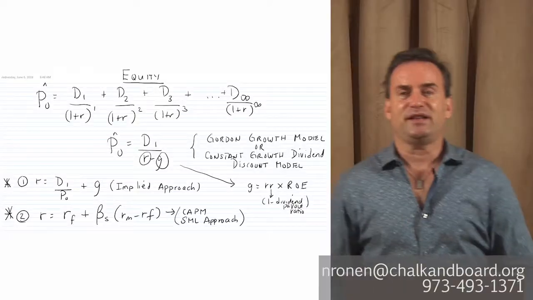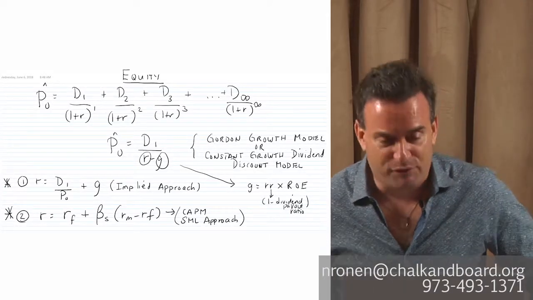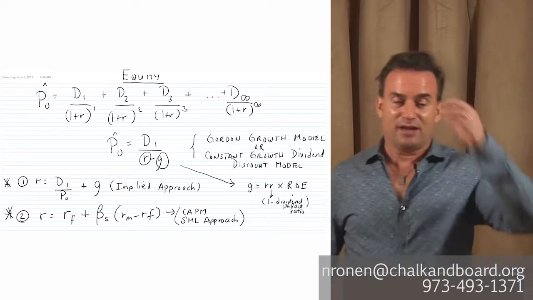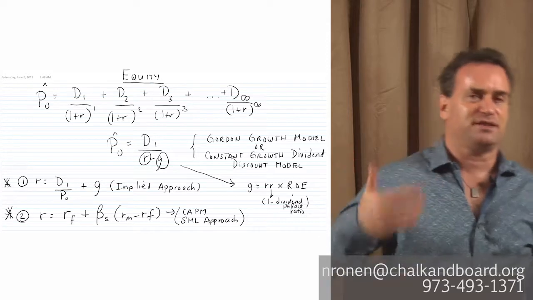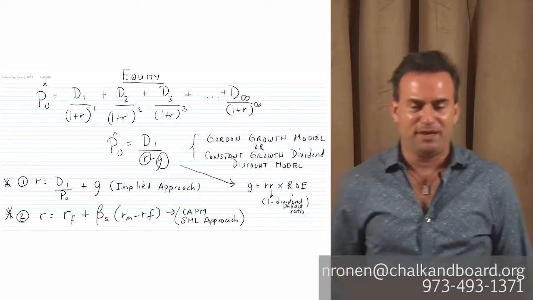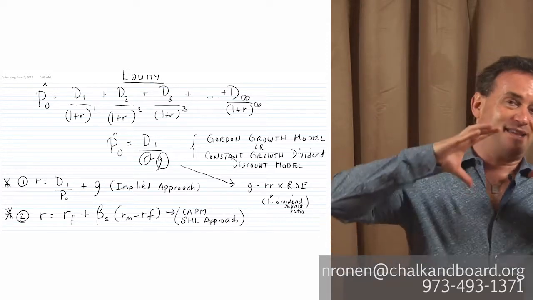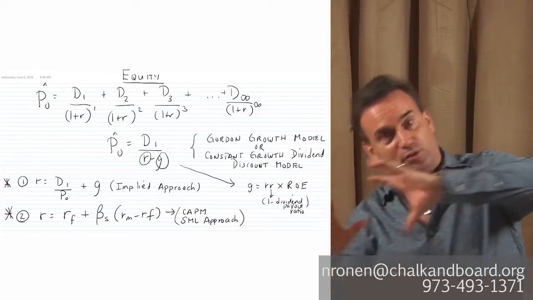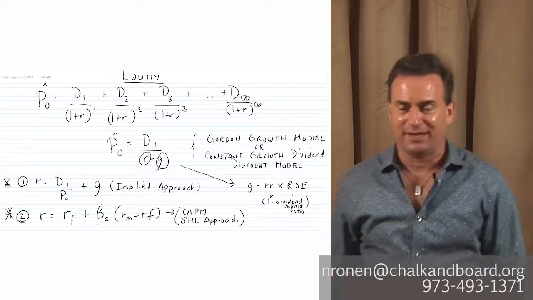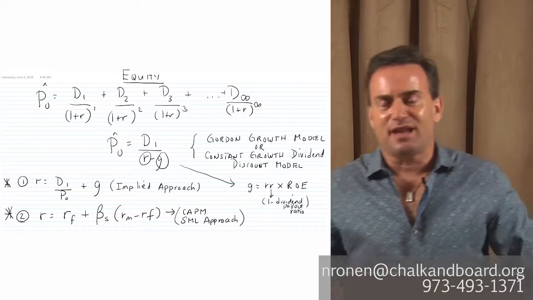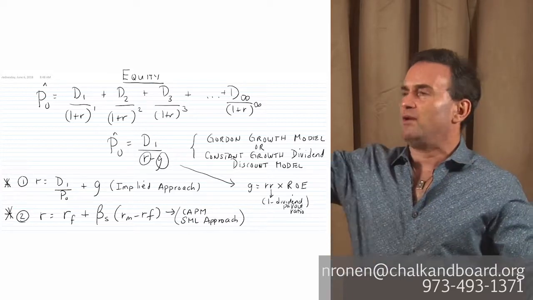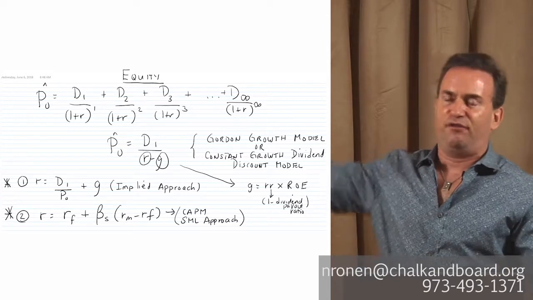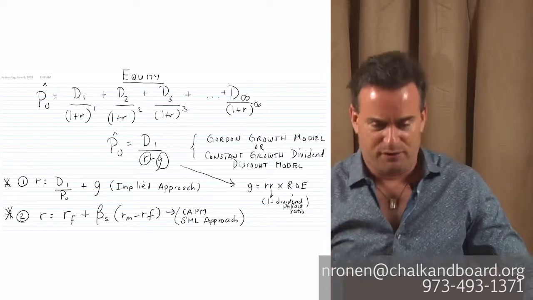So if you take a look at the screen in front of you right now, you will see at the top that if I wanted to come up with the approximate price of the stock today, that's the little hat over P sub 0, because that's not the actual stock price. The actual stock price is whatever that stock price is in the marketplace. The approximate price of the stock today is equal to what? A future stream of dividends, D1, D2, D3, D4, D5, D6, all the way forever, D infinity.